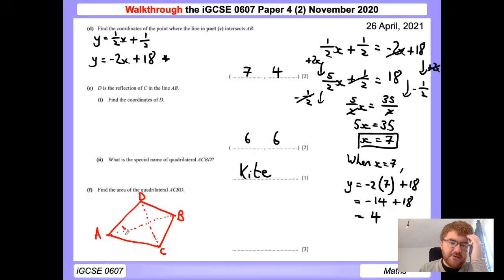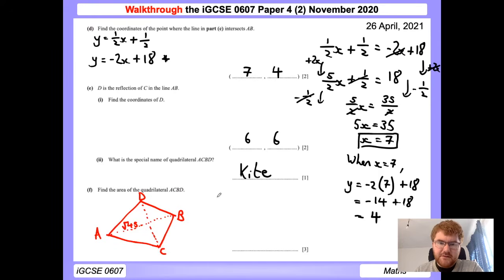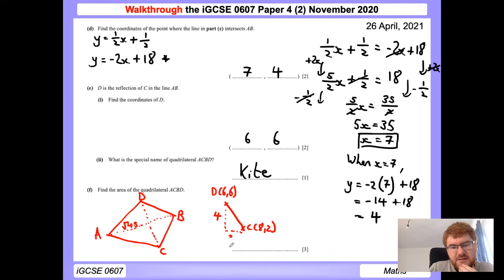Now we already know AB, this is root 45. So all we need to do is find DC, which we can do by using right-angled triangles, the same way we did the previous question. D was the 6, 6 coordinates. C was 8, 2 down here. So we can work out the length of the line segment using Pythagoras in the same way we did before. The height, the difference between 6 and 2, is 4. The difference between 6 and 8 is 2. So we can use Pythagoras to work this out. x squared is equal to 2 squared plus 4 squared. x squared is equal to 20, so x is equal to root 20.